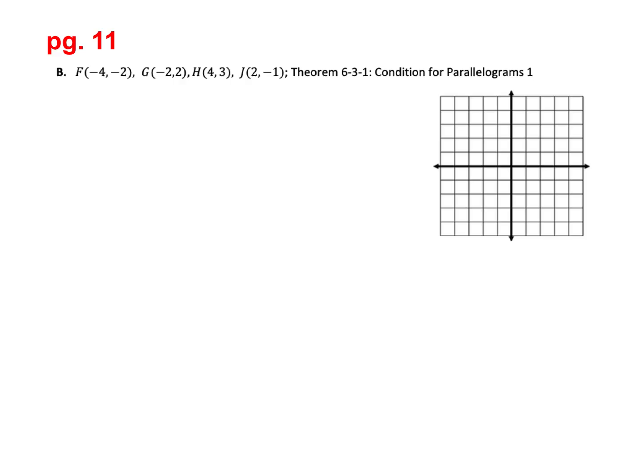We have one last example to look at. Please plot those points. And there is what your parallelogram should look like. This time we want to use theorem 6-3-1, condition for parallelograms number 1. And this theorem states that you have one pair of opposite sides that are both parallel and congruent.